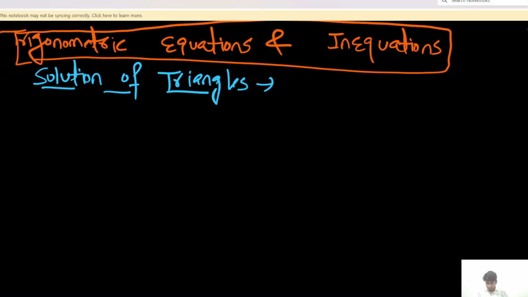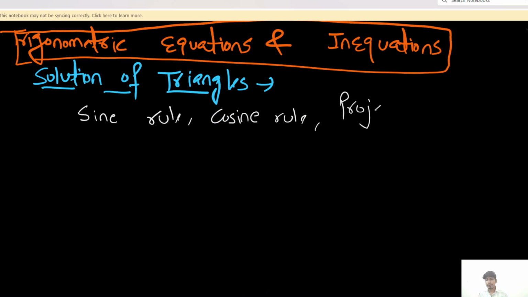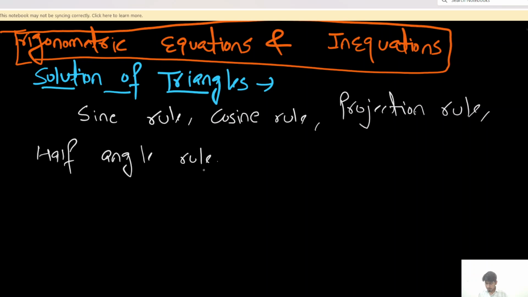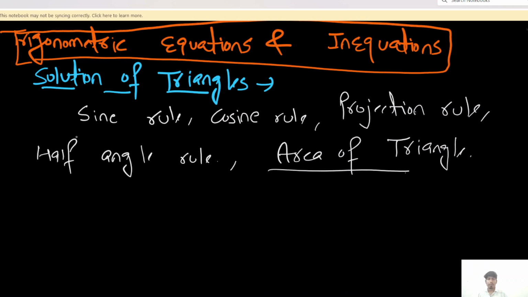Yeah, then in this topic we learn sine rule, and then cosine rule, projection rule, then half angle rule, and area of triangle. These are the main topics of solution of triangle and area of triangle. Okay, we start from sine rule.